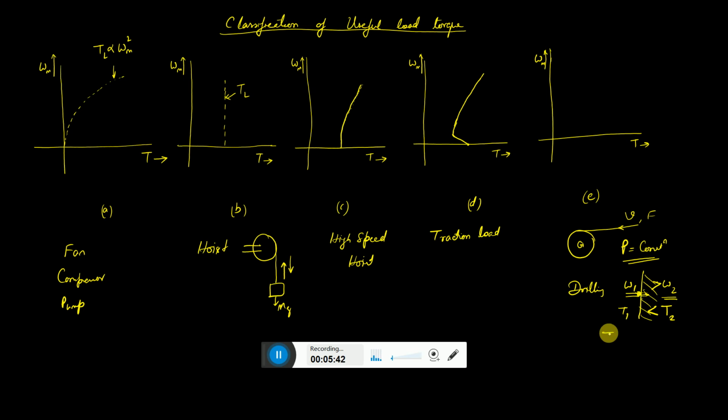In other words, the objective is T1 into omega 1 is equal to T2 into omega 2. That also says the power remains constant. Such a drive is required when the speed is high, the torque is less. Another point is when torque is high, the speed is less. So we can have a hyperbolic curve, where T is inversely proportional to omega m. So this type of speed torque characteristic we can have for such a type of load.